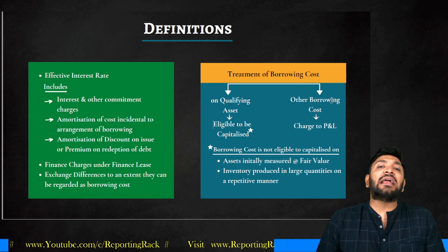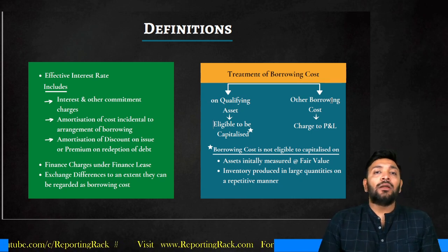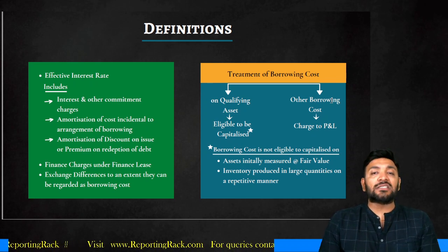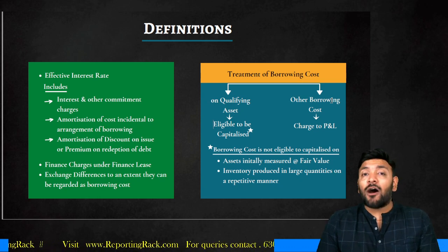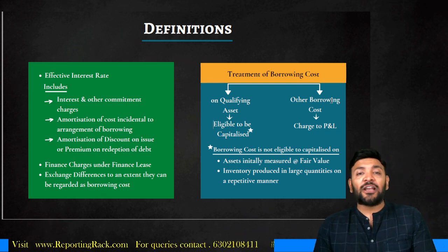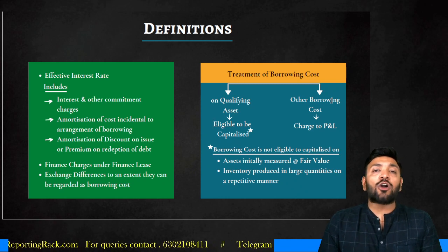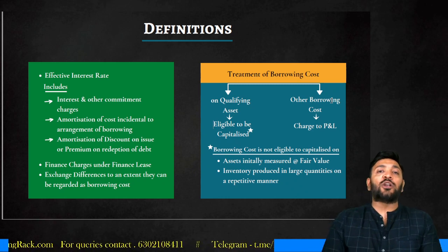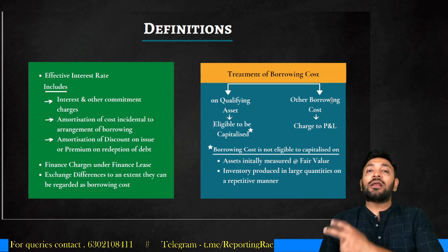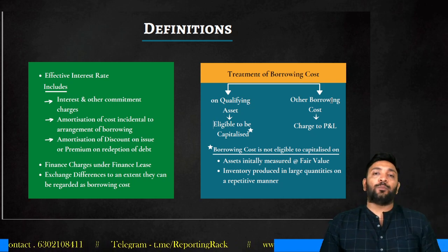I am a real estate developer. I construct high-rise buildings and I sell. The time for my construction is 24 months, 2 years. My units of flats for sale are inventory. It takes a substantial period of time to complete. Therefore, it can be considered as a qualifying asset. Borrowing cost incurred during this period is eligible to be capitalized to the cost of the asset. Clear? One more exclusion: the asset itself was recognized at fair value.